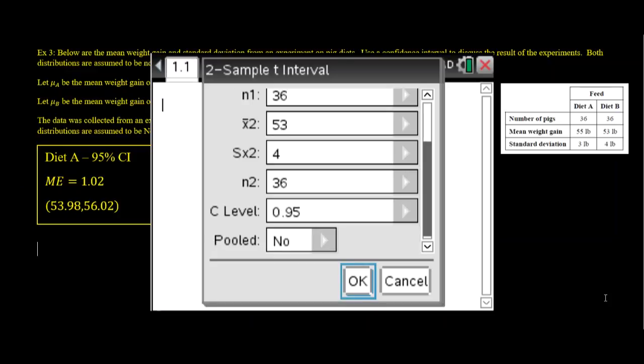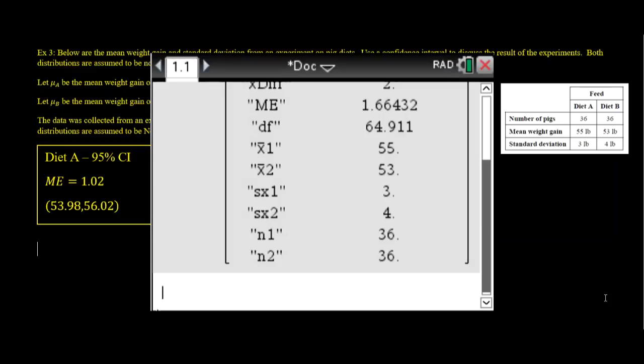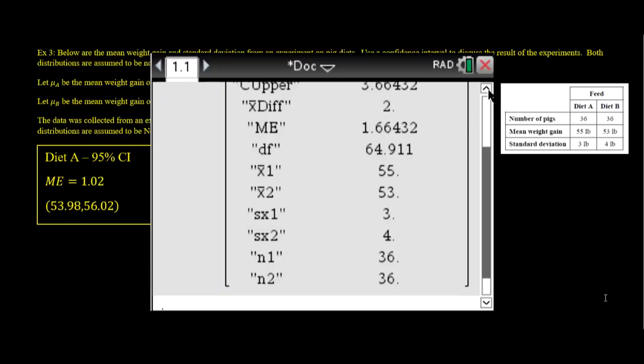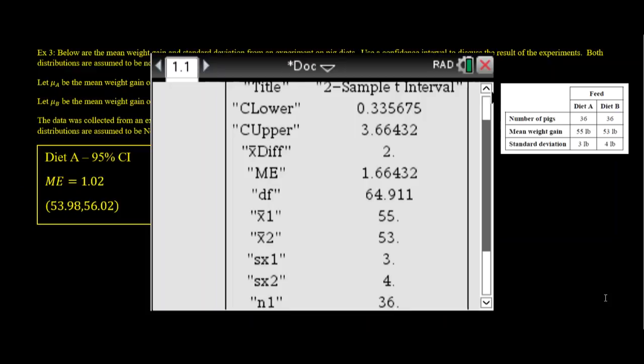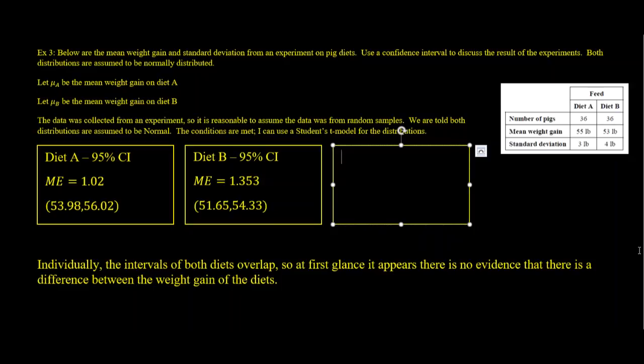So now let's look at it. Margin of error is 1.66, degrees of freedom 64.9, difference is 0.34 to 3.66. That's interesting. 0 is not in our interval. So, let's record that and then we'll discuss this a bit.